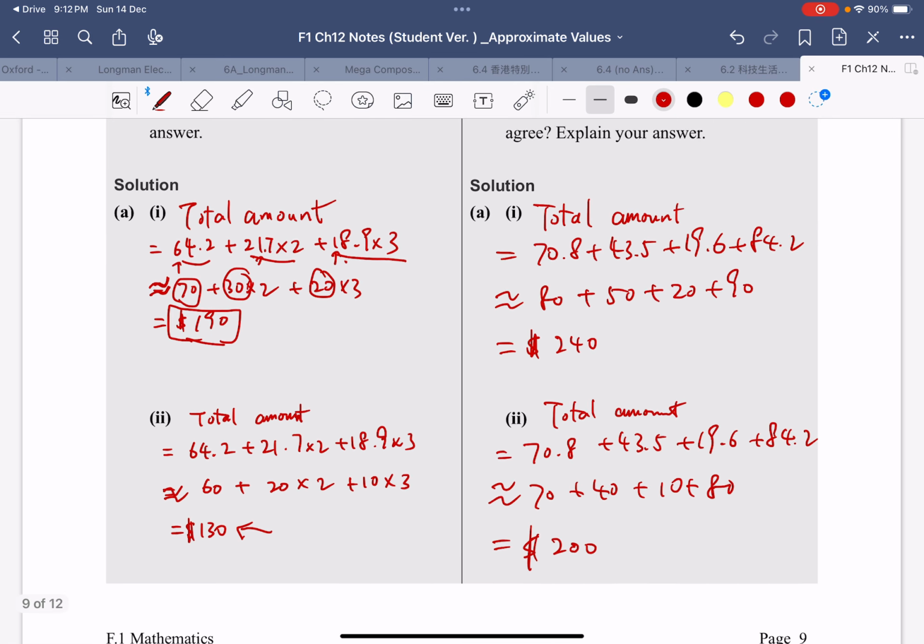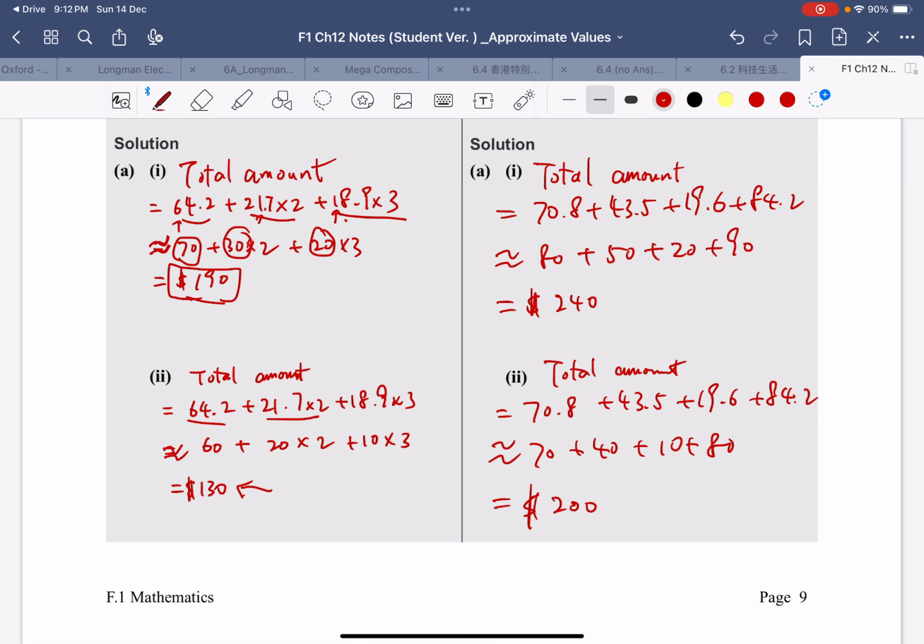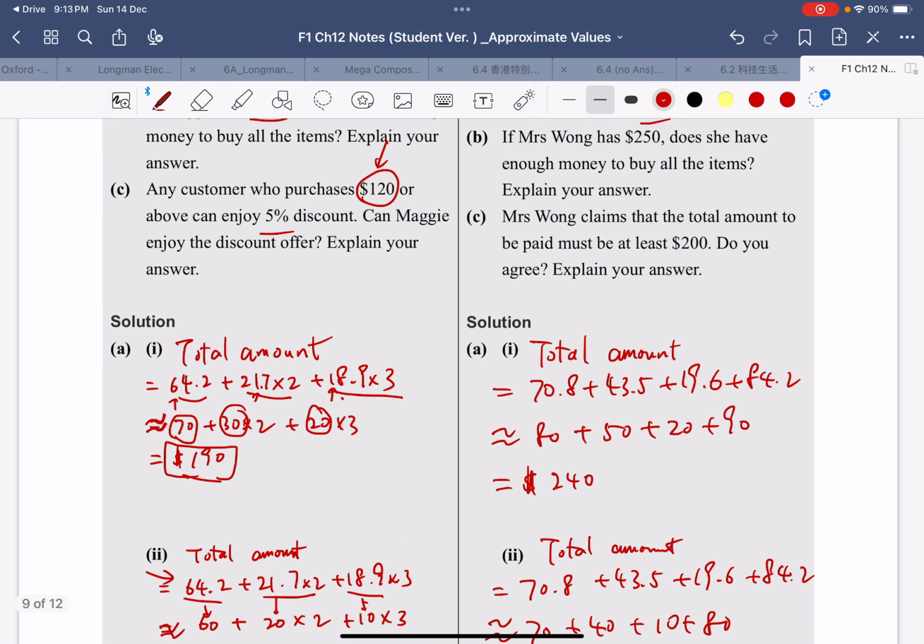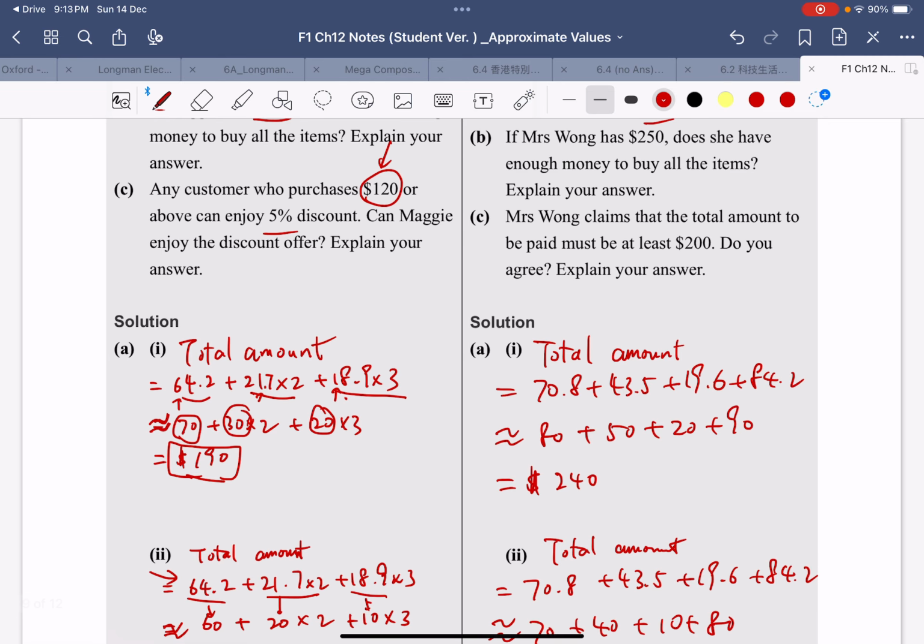So all the items here, you are going to mark it down to 60, to 20, to 10. All are less than before, right? And this amount poses a lower bound of all the original numbers here. And this lower bound just exceeds the purchase amount, 120. So she actually can enjoy the 5% discount for sure, right?